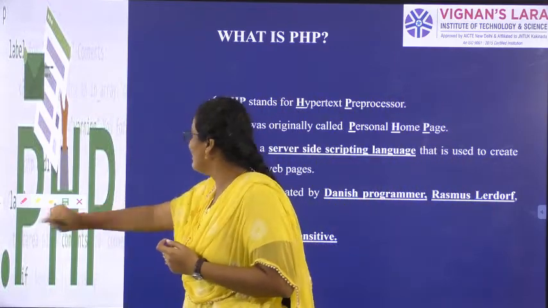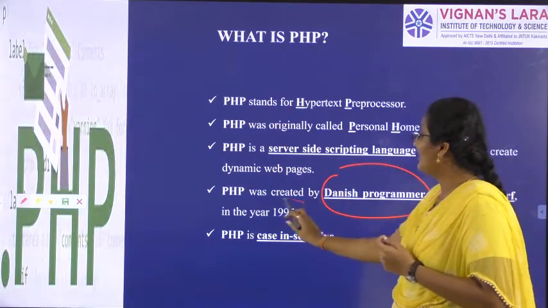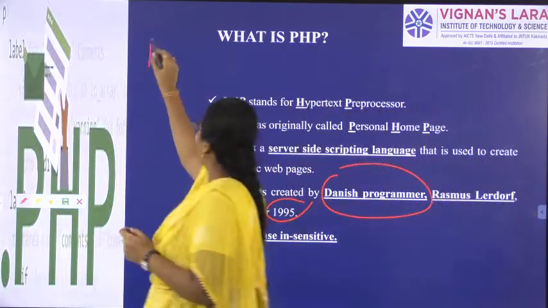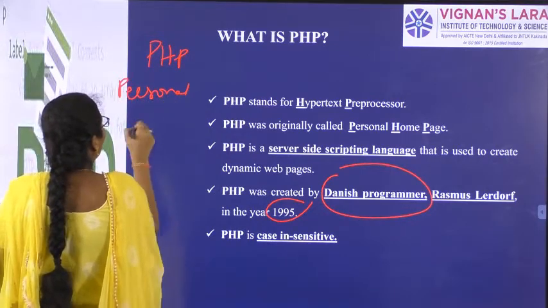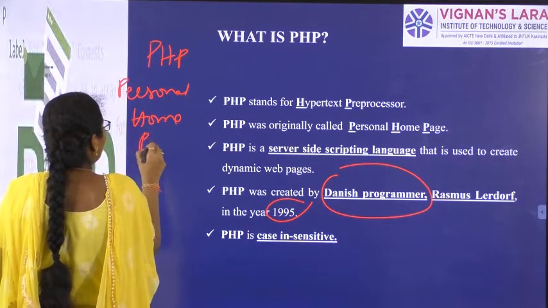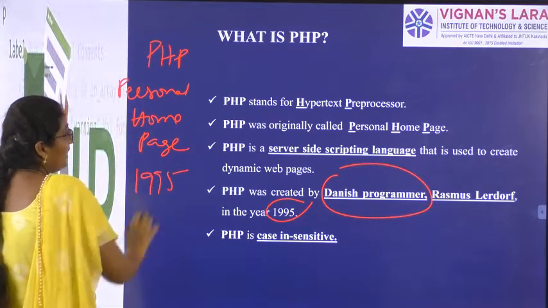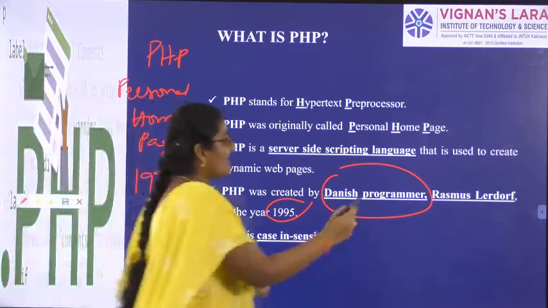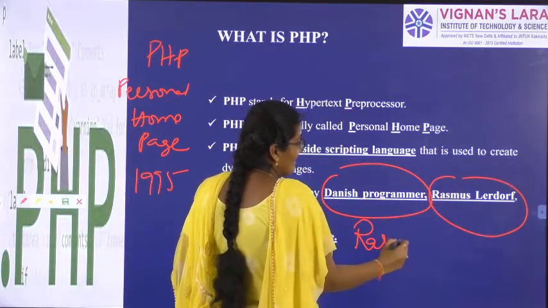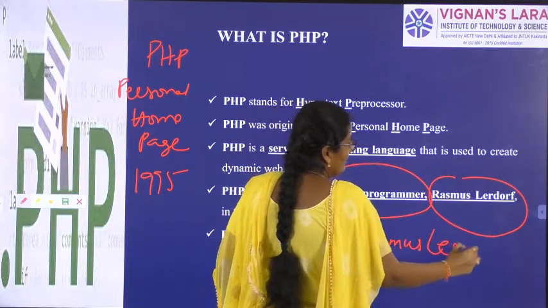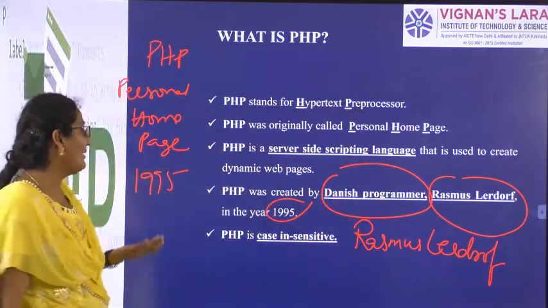Then who created this? PHP, personal home page, was created by a Danish programmer in 1995. Who was the programmer? Rasmus Lerdorf. He was the person who is responsible for creating dynamic web pages.